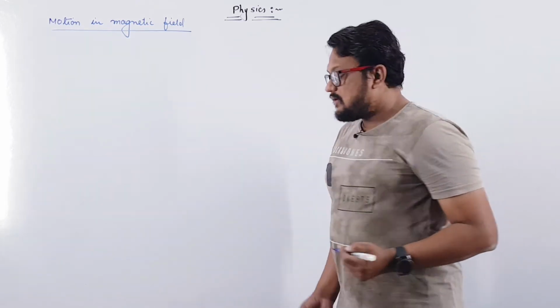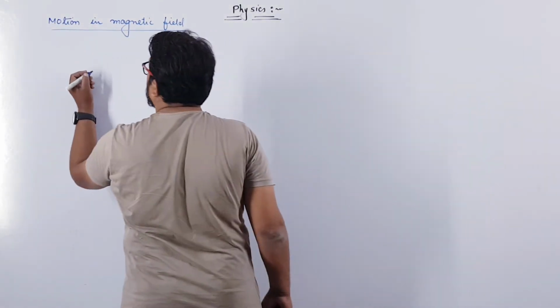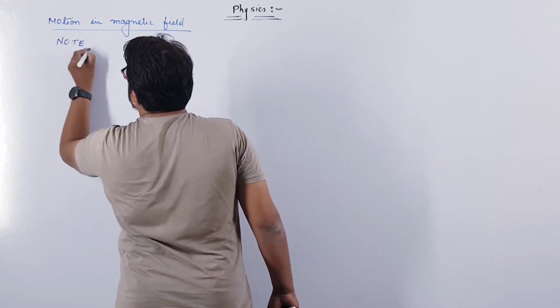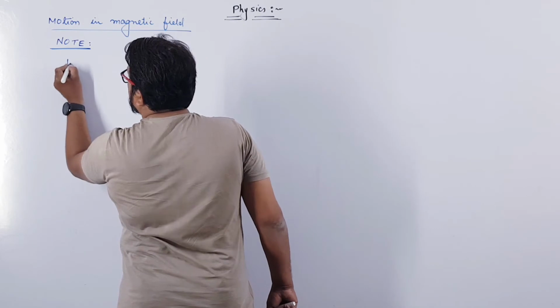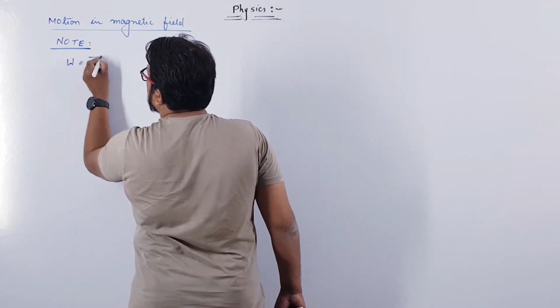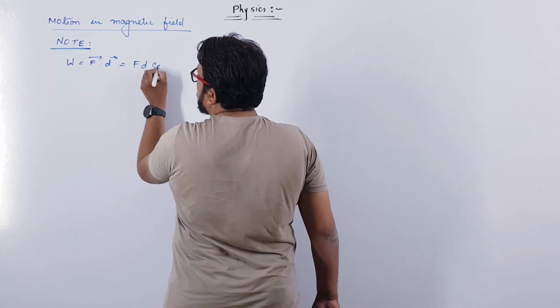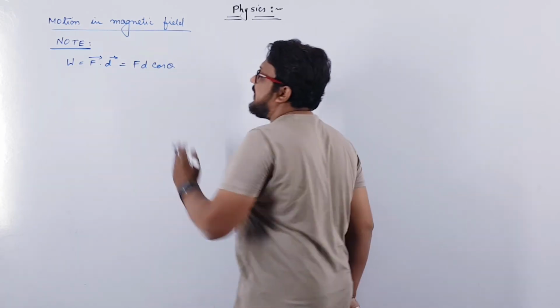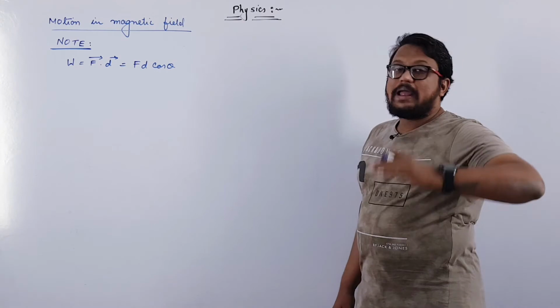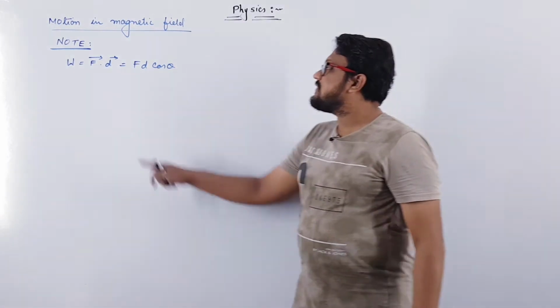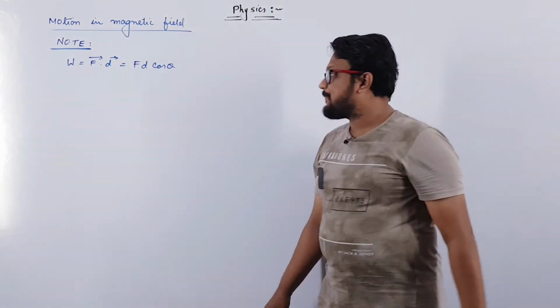What is work? We know that work is a scalar quantity. This is a note, you just have to remember. Basically work is vector F dot vector D, which can be written as Fd cos theta, where D is displacement and F is force. So on applying force, a body gets displaced, and then work is defined as Fd cos theta.